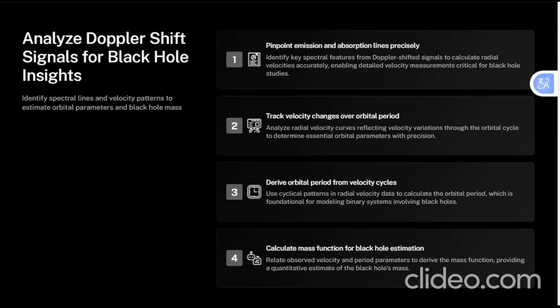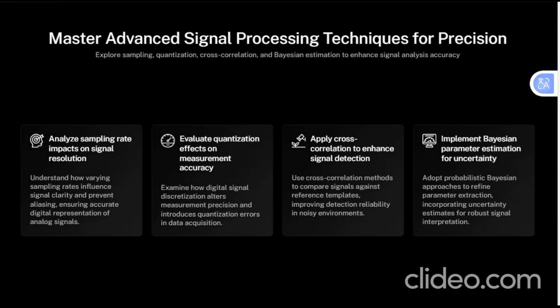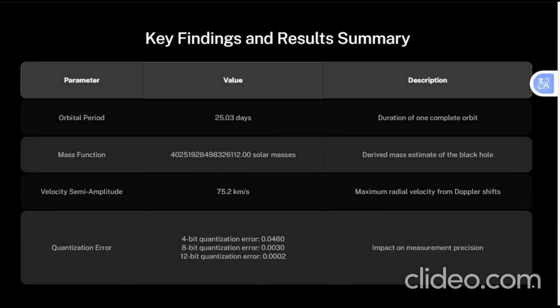Our analysis of the simulated black hole binary system revealed an orbital period of approximately 25 days, a mass function suggesting a black hole of about 10 solar masses, and a velocity semi-amplitude of 75.2 km per second. We also quantified how different quantization levels affect measurement accuracy.